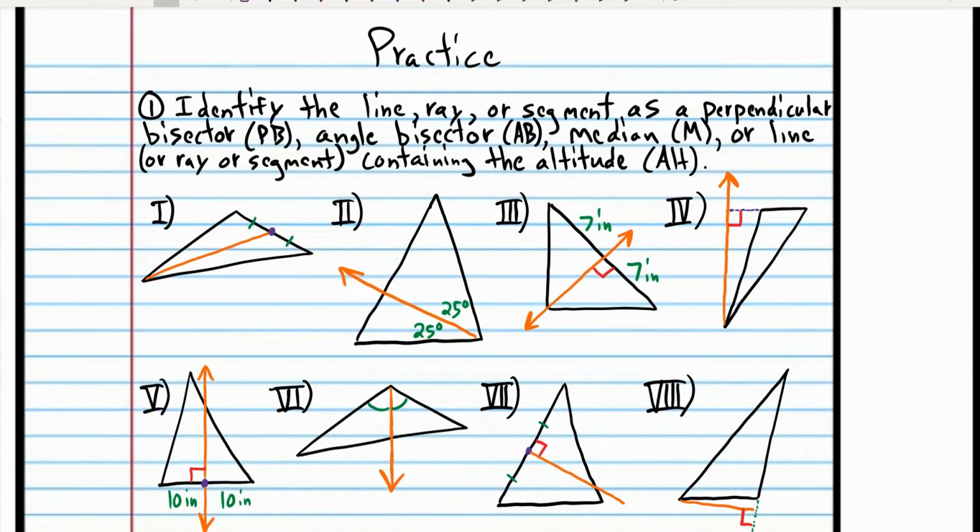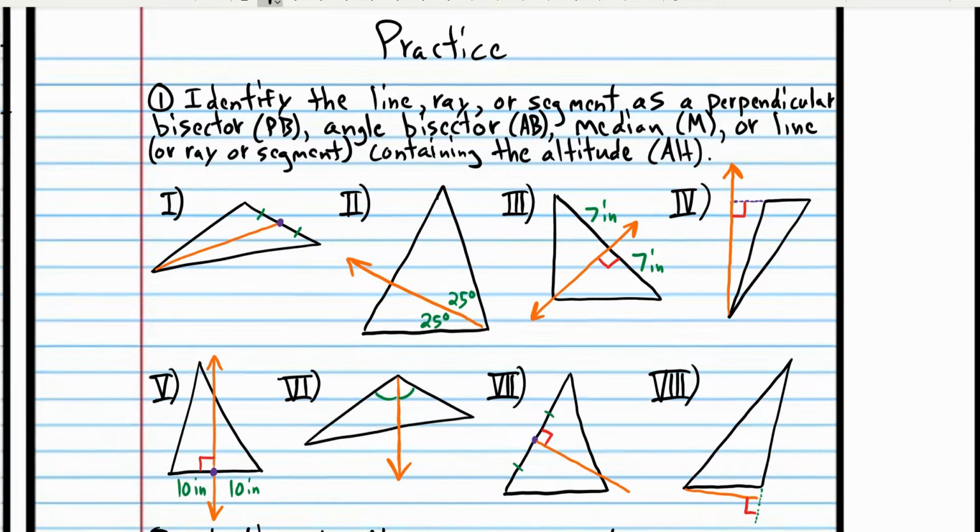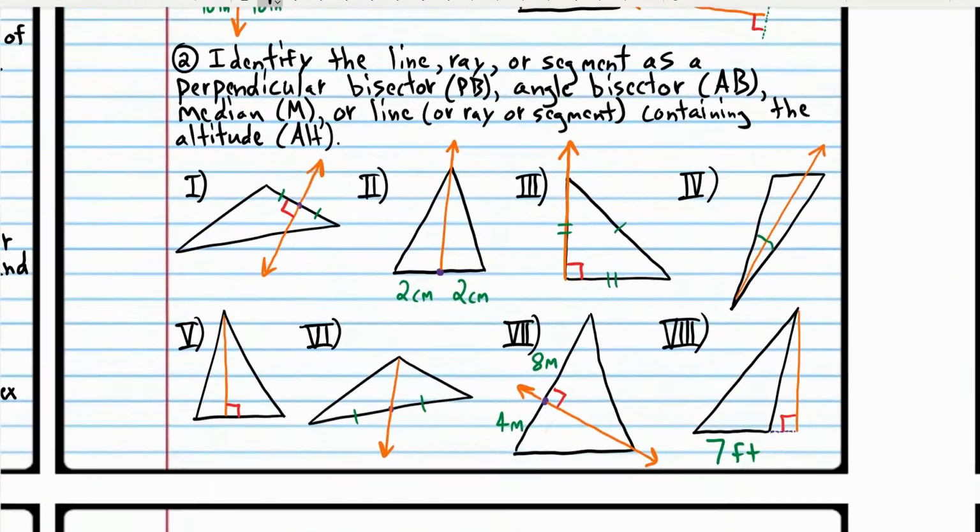So it says, identify the line, ray, or segment as a perpendicular bisector, PB, angle bisector, AB, median, M, or line or ray or segment containing the altitude. So I'm going to do this first one for you. You can do it along with me if you want, but I'm going to do this first one, then I'm going to give you a problem on your own.